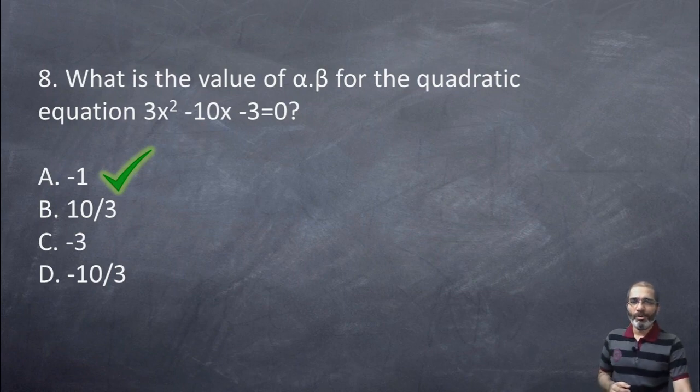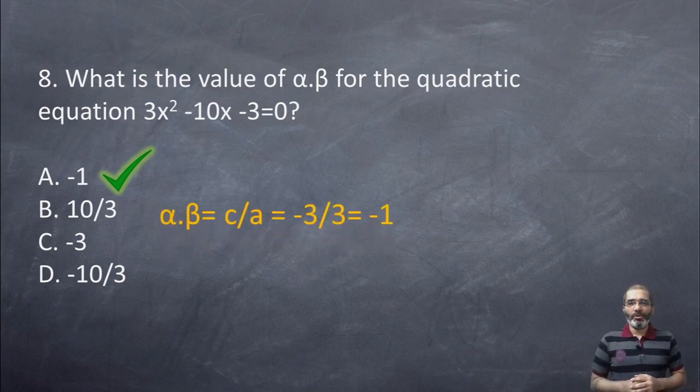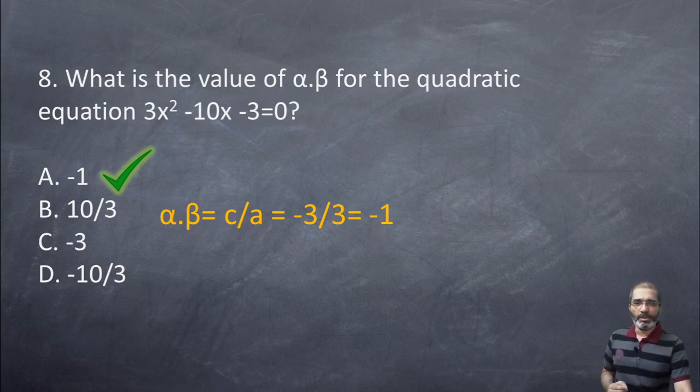Okay, so the value of alpha into beta is c upon a. So the value of c is minus 3 and the value of a is 3. That answer is minus 1, option A. Okay, last two to go, students.